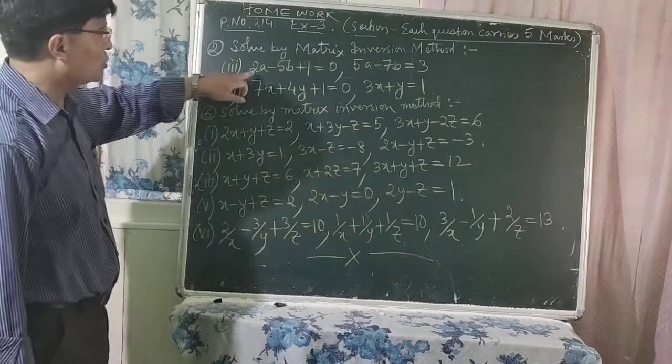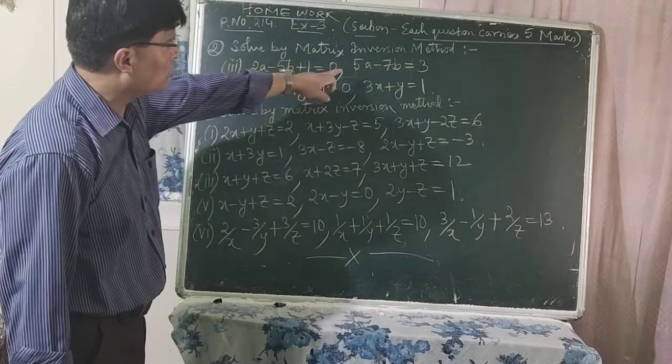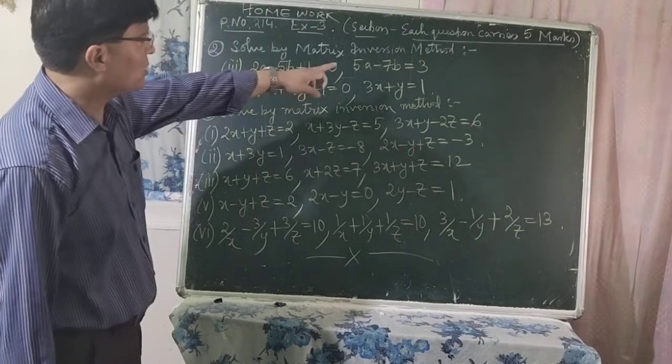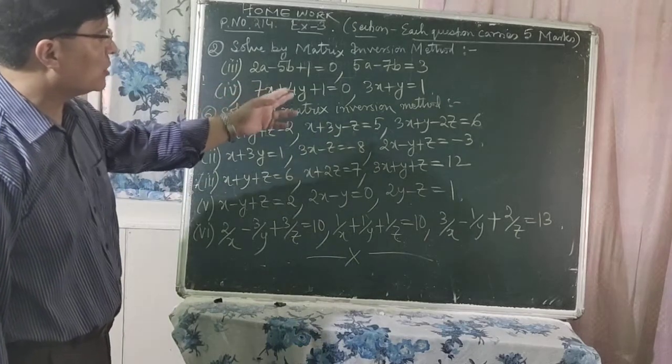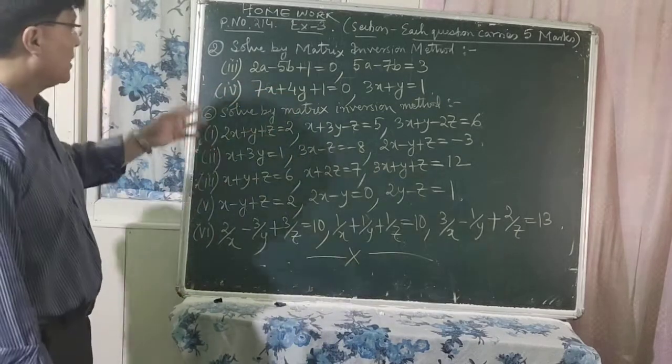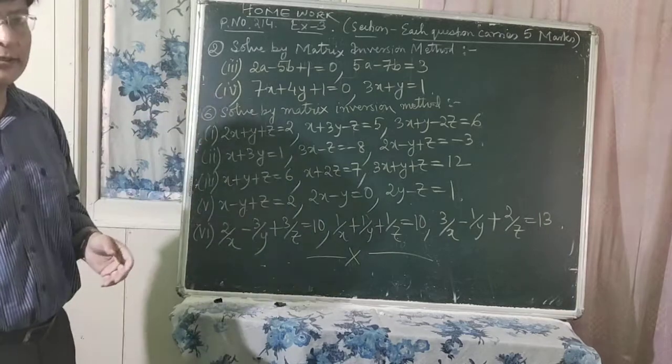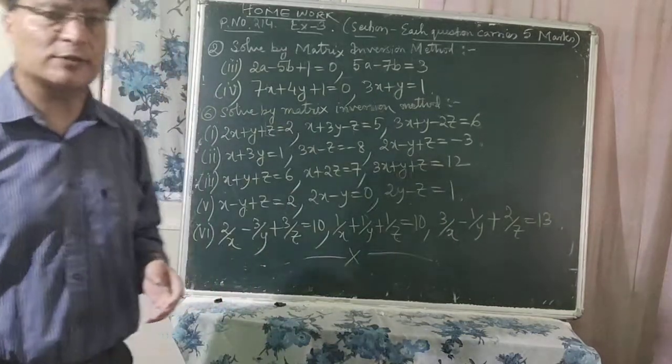So number 3 is 2a plus 5b plus 1 is equal to 0, 2a minus 5b plus 1 is equal to 0, 5a minus 7b is equal to 3, and number 4, 7x plus 4y plus 1 is equal to 0, and 3x plus y is equal to 1. And in question number 6 also, you have to solve by matrix inversion method the following systems of equations.